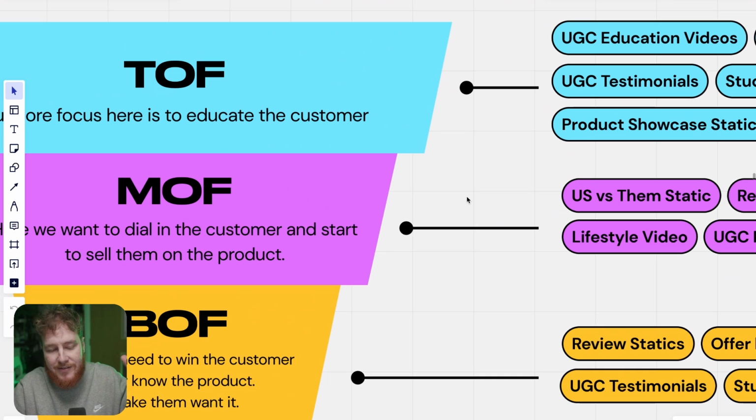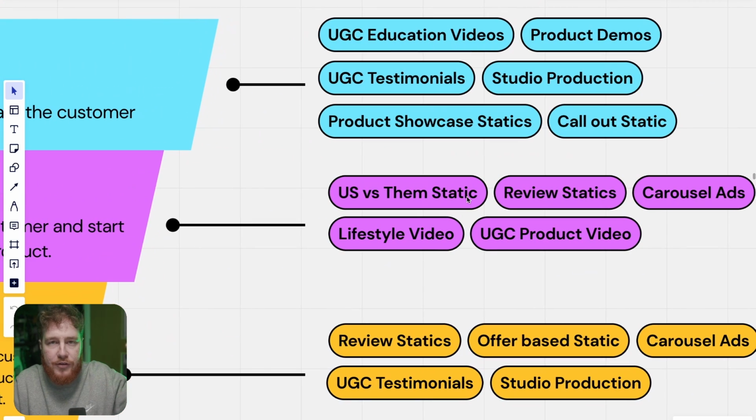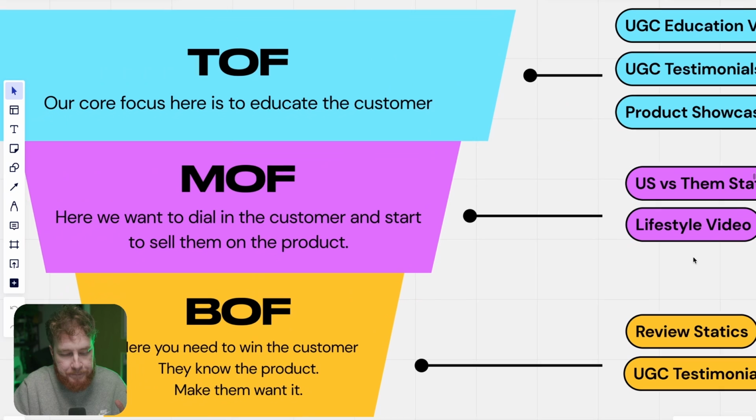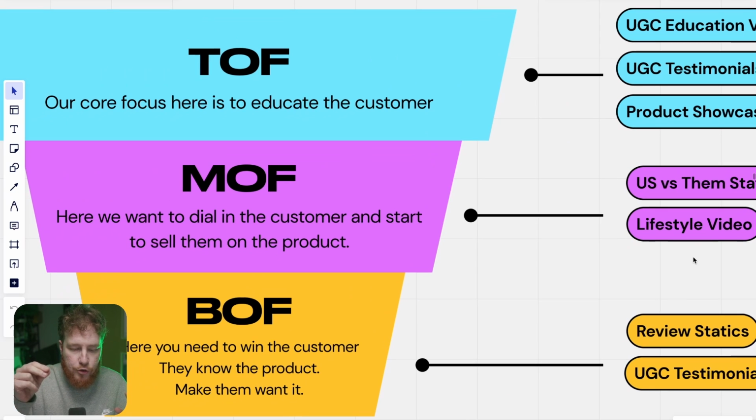Finally, second, middle of the funnel, us versus them statics. Remember, we mentioned it before. We want to plant the seed in people's brain of why you're better than your competitors. Us versus them statics are great for that. Review statics, social proof, carousel ads, so underused and can be so powerful, especially on platforms like Meta. Lifestyle videos, similar to the product video, but we're placing it in the hands of the customer in a location, high production. Finally, UGC product videos. Again, at this point, remember, we want to dial in the customer, we want to start to sell them, we want to push them on the benefits a little more.